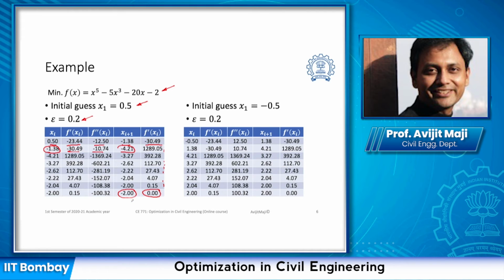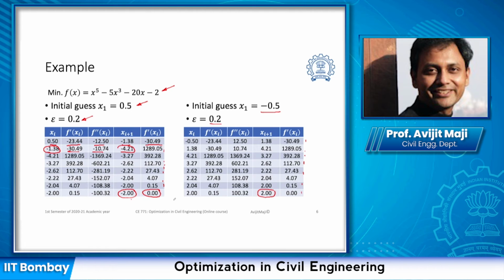Now the same problem, if we start with an initial guess of negative 0.5 with the same level of precision, we can see that once we obtain the optimum value, the point is actually different. It is positive 2, earlier it was negative 2. So it is quite interesting. How can we get two different values for this given objective function?